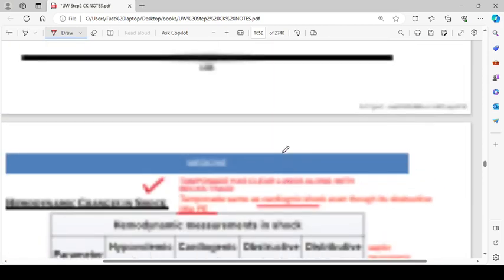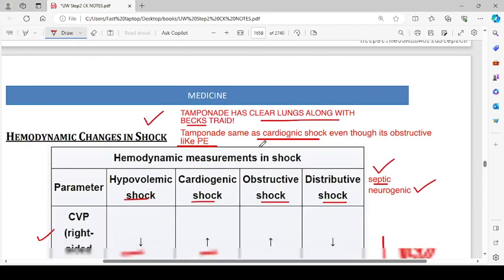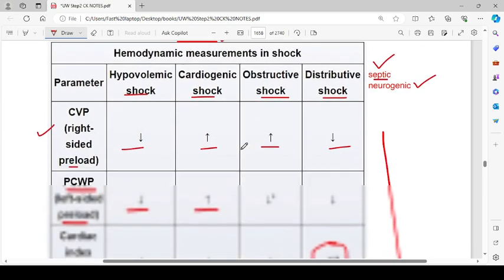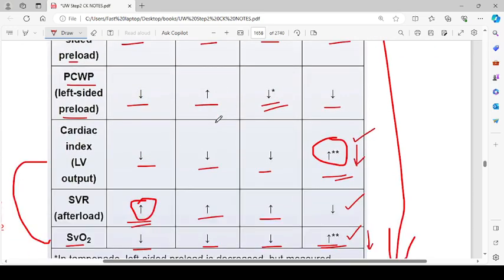There were some points over here. They're saying that tamponade has clear lungs along with Beck's triad. Tamponade is the same as cardiogenic shock, even though it is obstructive like pulmonary embolism. So the picture of tamponade is very similar to cardiogenic shock.